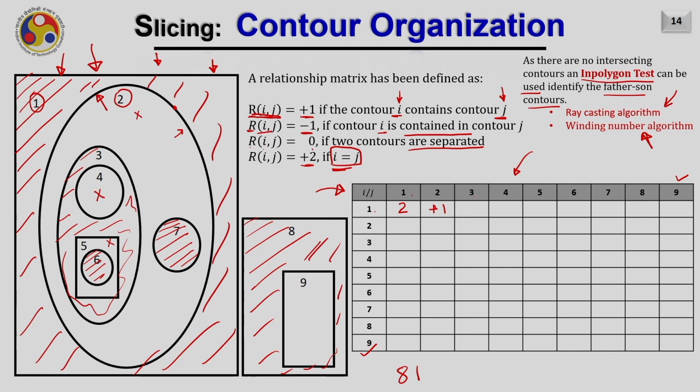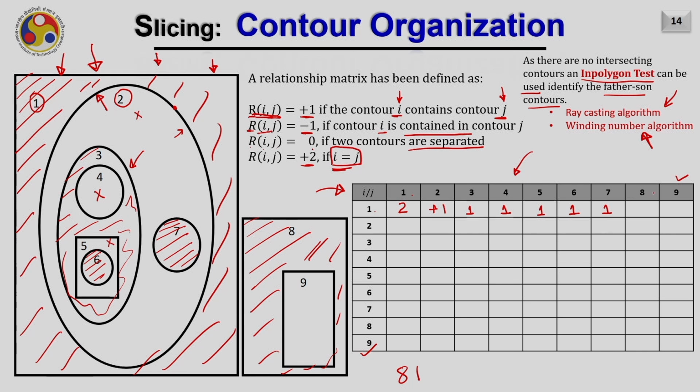Again, contour number 3 is also inside contour number 1. Hence, we will write 1 here again. Contour 4 is also inside contour 1. Contour 5 is also inside contour 1. Contour 6 is also inside contour 1. And contour 7 is also inside contour 1.